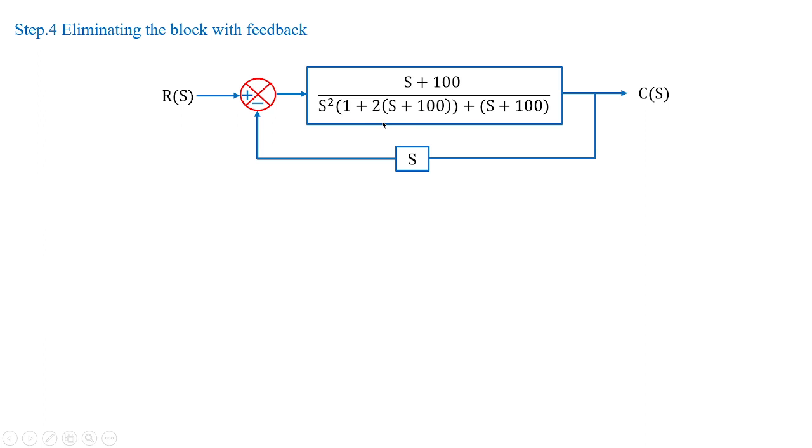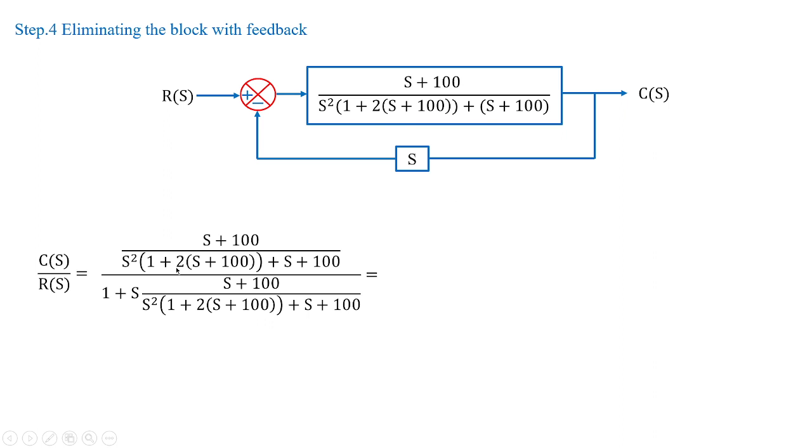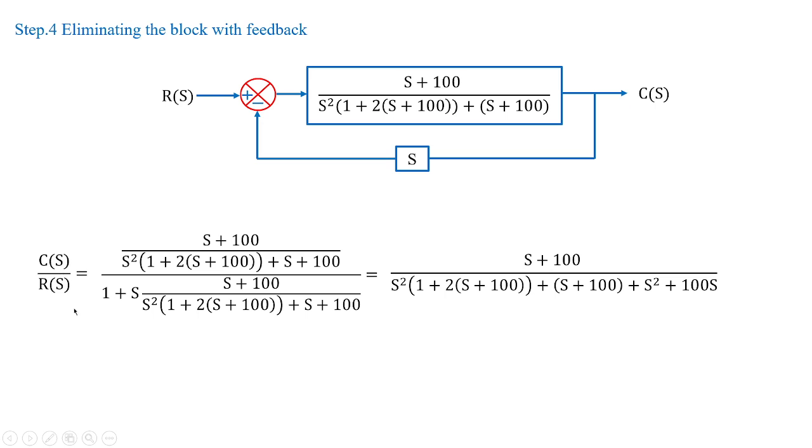Now this block can be easily reduced with the help of the formula G of s by 1 plus G of s H of s. So that is done over here. So C of s by R of s value will be (s plus 100) whole divided by s squared of (1 plus 2 of (s plus 100)) plus s plus 100 plus s squared plus 100s. I hope you understood how we got this final value of C of s by R of s.